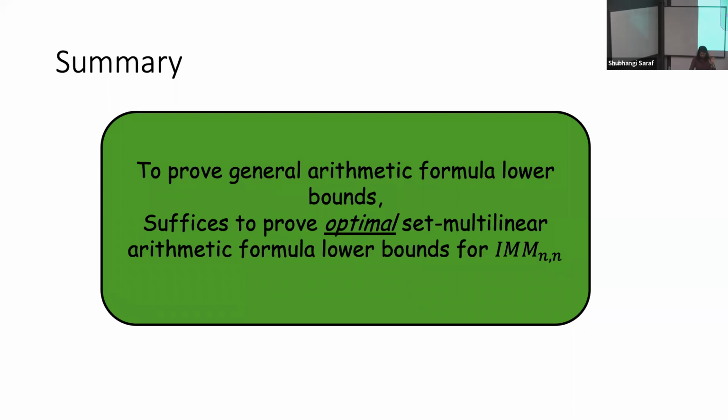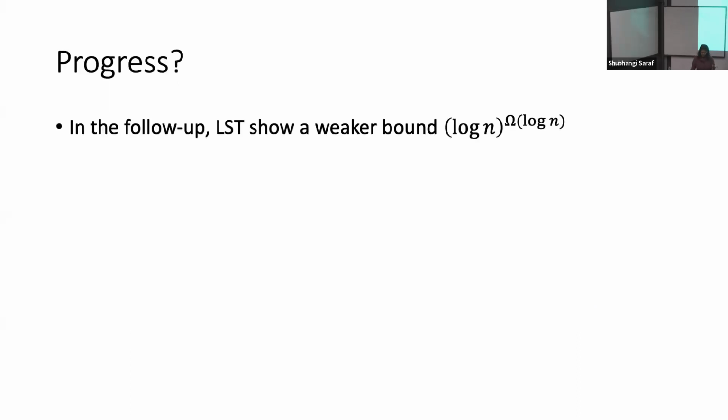So to prove super polynomial general formula lower bounds, it suffices to prove set multilinear formula lower bounds. But these lower bounds have to be optimal, and they have to be for IMM or any polynomial which has this reducibility property. Good. So can we do this?